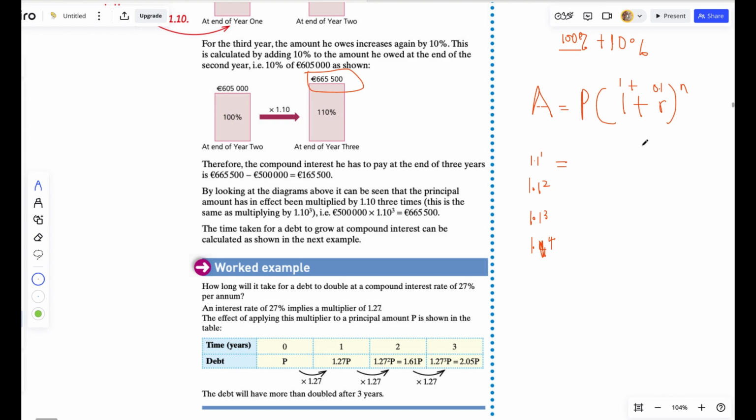So 1.1 raised to power n. N is the number of years. For first year is 1.1 raised to power 1. For second year is 1.1 raised to power 2. For third year is 1.1 raised to power 3. For fourth year is 1.1 raised to power 4. Okay? So that's how we came about this.